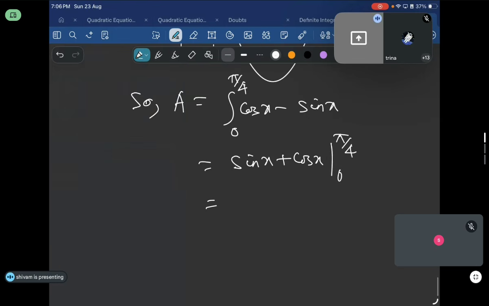At pi by 4, what is the value? 1 by root 2 plus 1 by root 2. That is 2 by root 2, root 2. At 0, 1. Root 2 minus 1 is the correct answer.